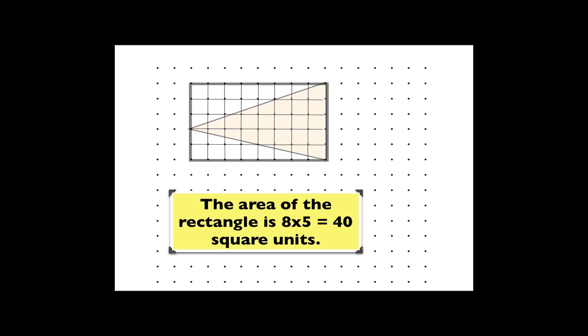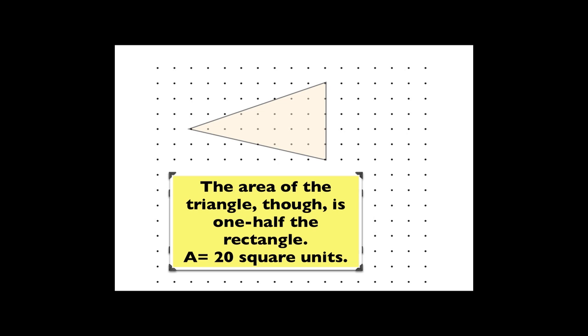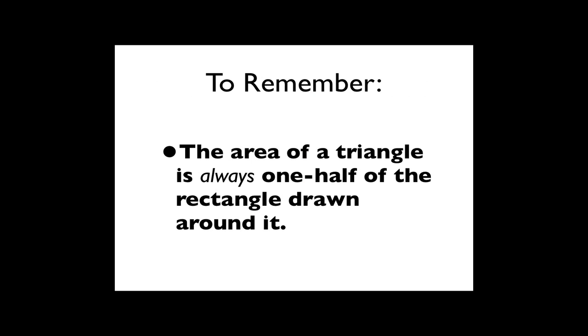And since the rectangle is 8 by 5, or 40 square units, we can essentially apply the same idea, and that is that the triangle itself will become half of that rectangle, or 20 square units. In fact, it does turn out to be true that the area of a triangle is always 1/2 of the rectangle drawn around it.